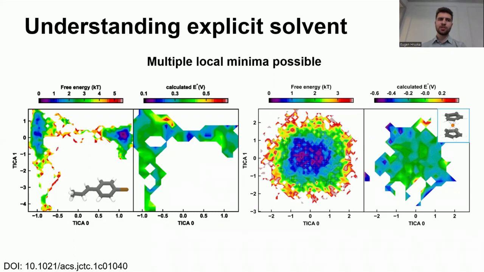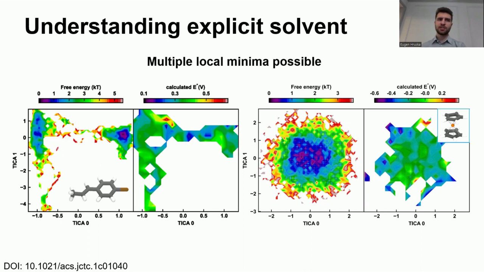On the left, 3 local minima and 2 transition paths are visible. The investigated property also varies across this landscape. Some molecules, like ferrocene, have only 1 local minimum. Shown on the right, it still shows some changes in the investigated property.